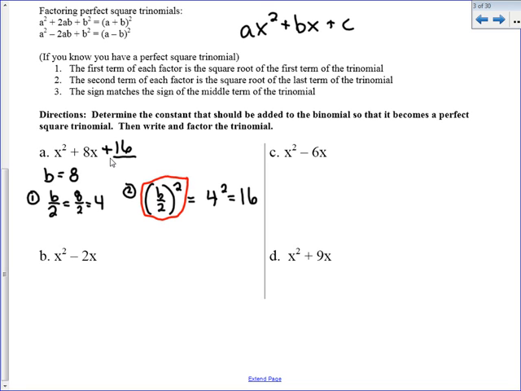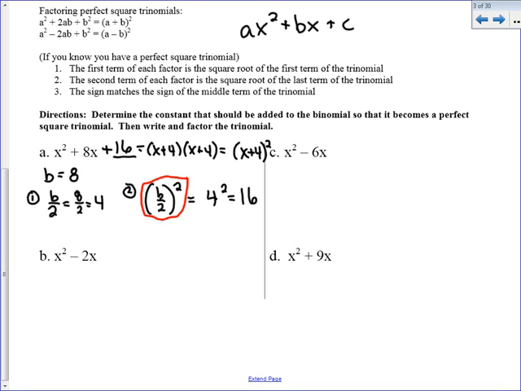Now, if this works, when I factor this, I should get the same factor twice. So these will always be the shortcut method. I need 2 numbers that multiply to 16 and add to 8. 4 and 4. And if you don't get the same number twice, then your perfect square trinomial is not a perfect square trinomial. So if I go to factor this, my factors are x plus 4, x plus 4, or how else could I write that? x plus 4 squared. And that's what we're really looking for, that you get your binomial squared.